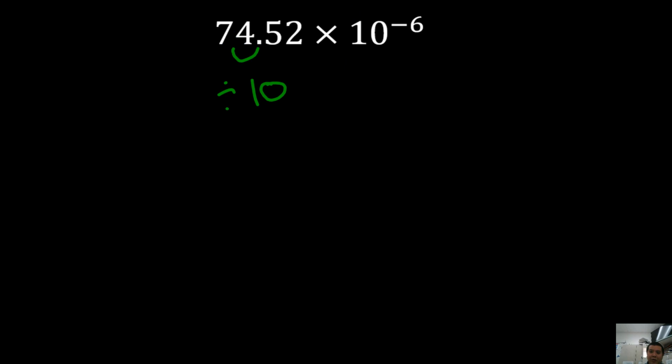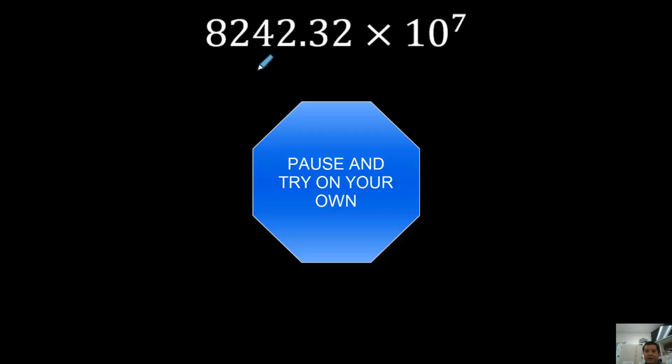As a result, we need to multiply our base 10 by 10, or 10 to the 1, okay, which means we get 7.452, which is now a legal coefficient for scientific notation, times 1 plus negative 6 is 10 to the negative fifth. Okay. So here, go ahead and try this one out on your own.